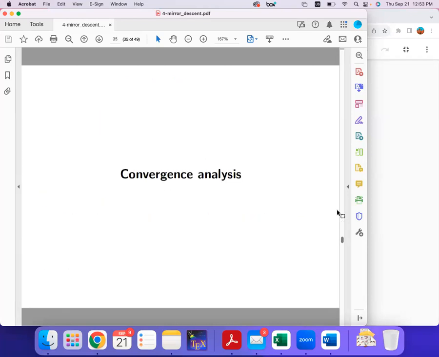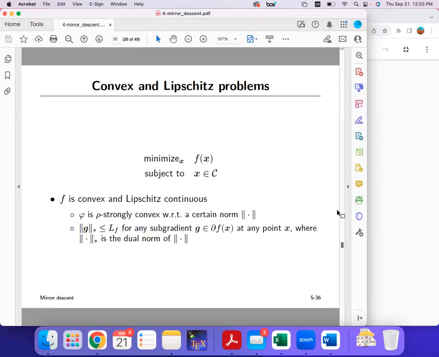So let's directly jump to the convergence analysis of the mirror descent algorithm. So this is the general setup. We're looking at the constrained convex optimization problem where the function is convex and Lipschitz continuous. And this is the setup. This is the same setup as the subgradient descent method.